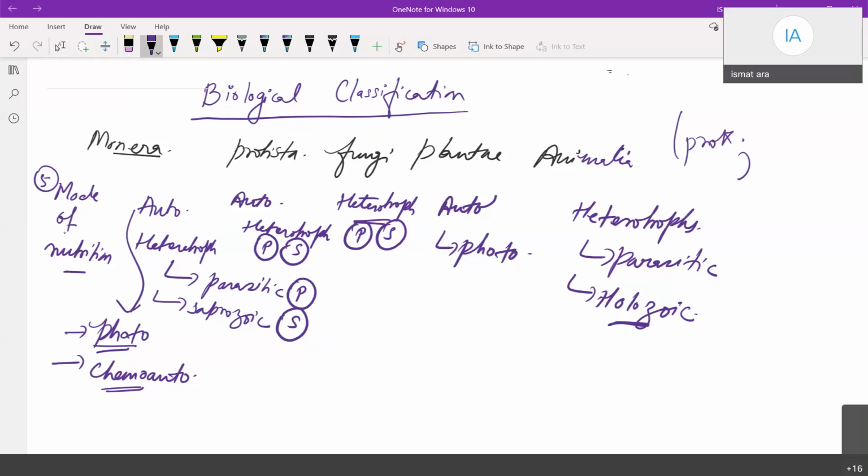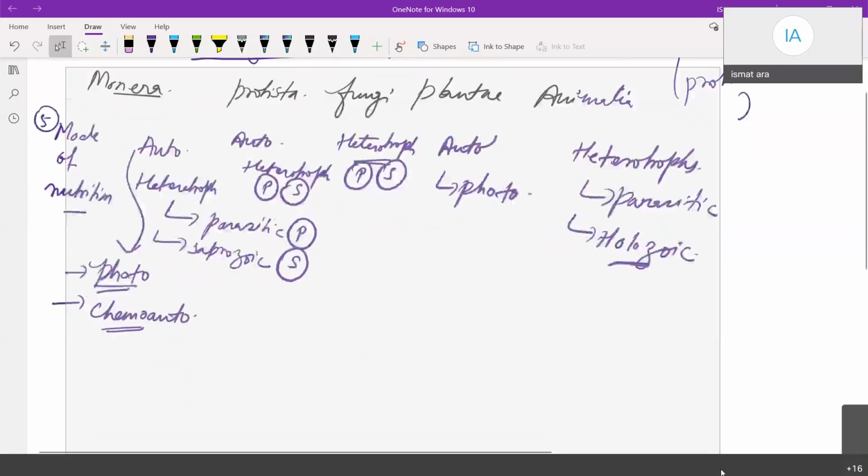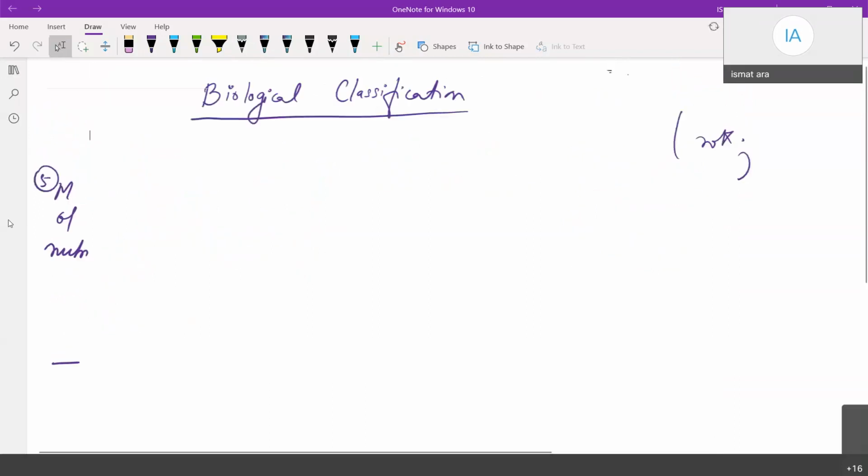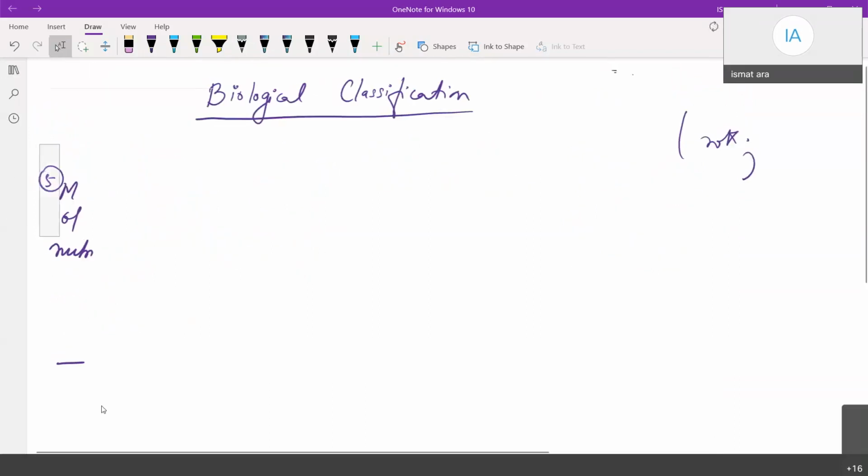Till this, any doubt, any one of you? Students? Students, any doubt? Yes? Tell me. Anyone? Mode of nutrition फिर से एक बार बोल दे. Okay, fine.